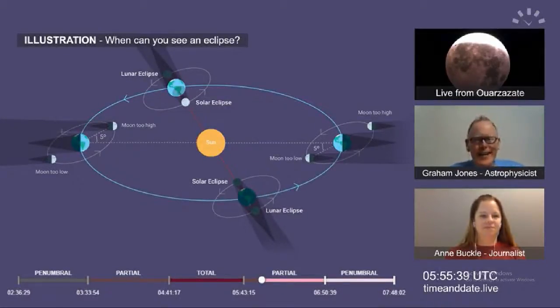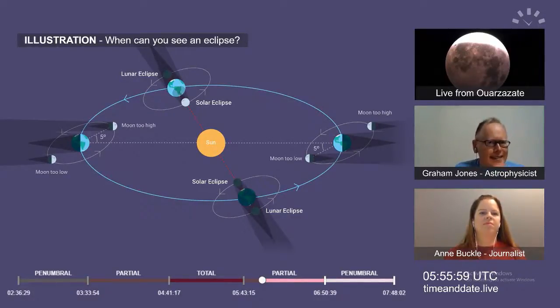What we're looking at here in the middle of the diagram, we have the sun, and then going around the sun, we have the earth. That's the blue circle going around the sun. And then going around the earth, we have the moon. That is the gray circle that is going around the earth.